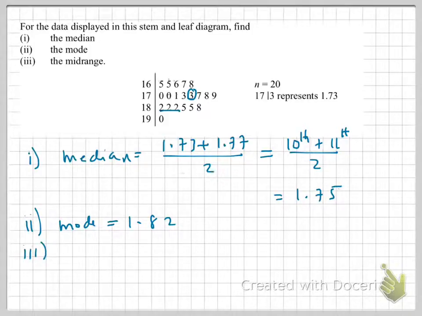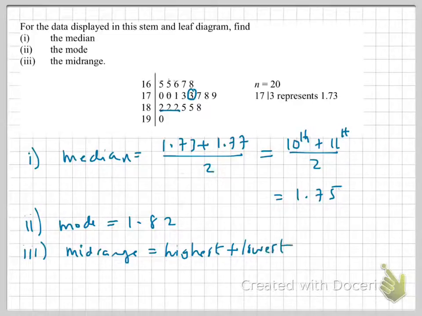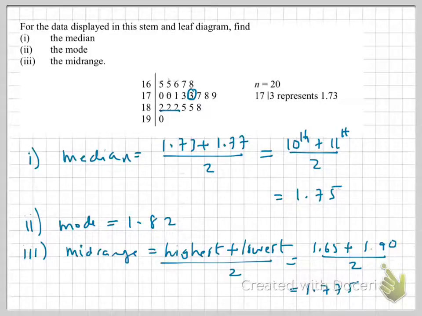Finally, the mid-range is defined as the highest plus the lowest divided by 2. So let me write that down. Mid-range equals the highest plus lowest divided by 2. And so we've got 1.65 plus 1.90 divided by 2, and this gives me 1.775. So that's my mid-range.